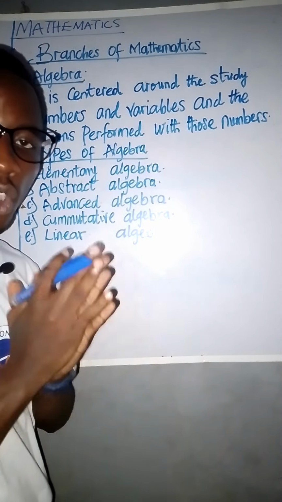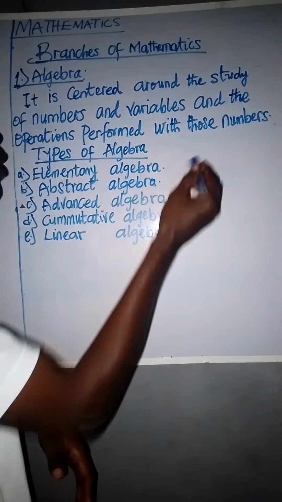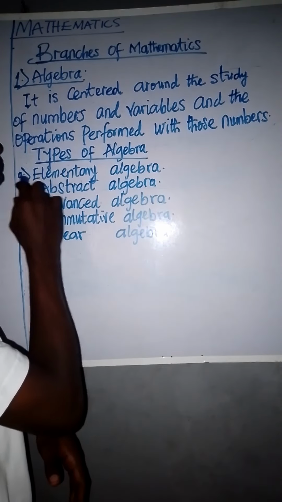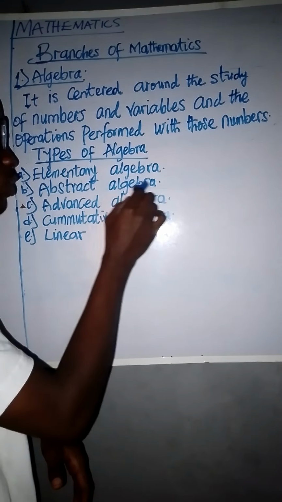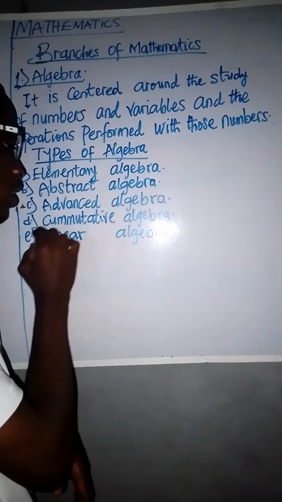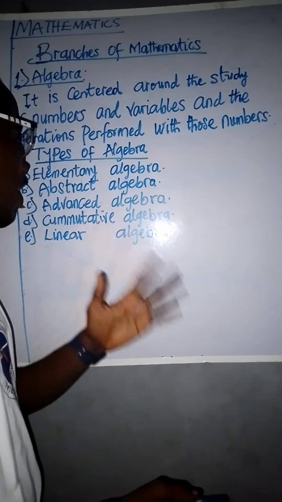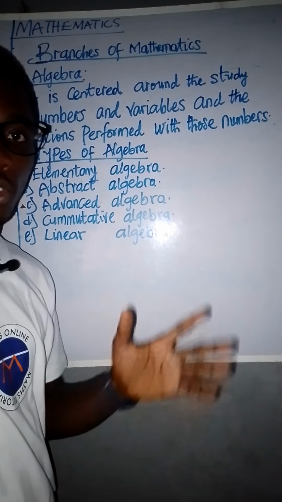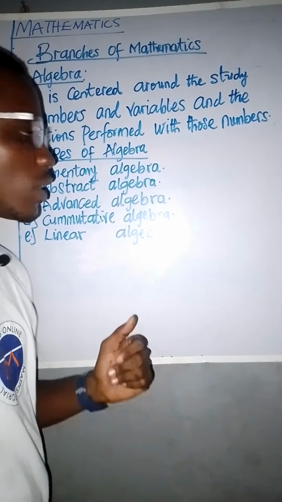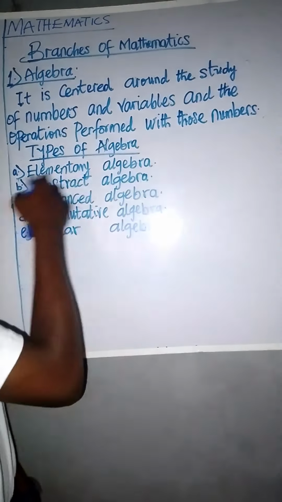So it's known as algebra. We also have what types of algebra? We have elementary algebra, abstract algebra, advanced algebra, commutative algebra, and linear algebra. These are the 5 major types of algebra. So the first one that we have is elementary algebra.